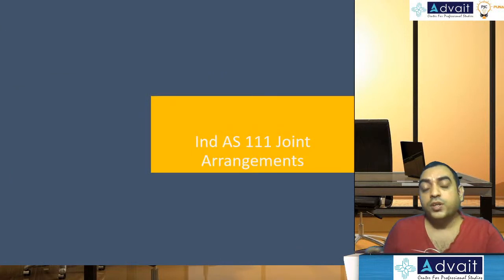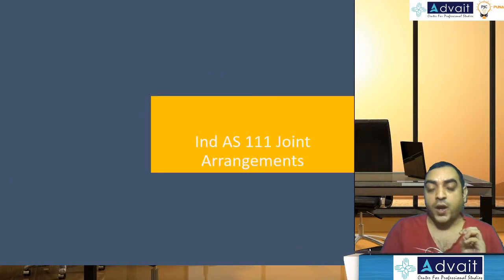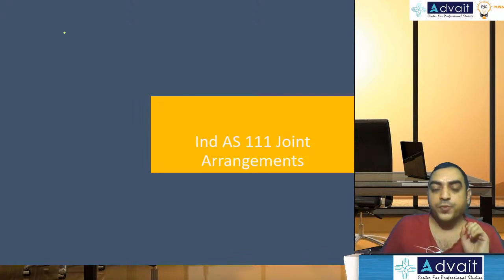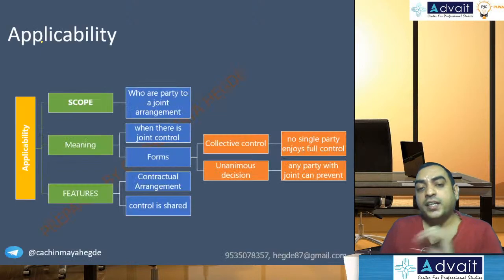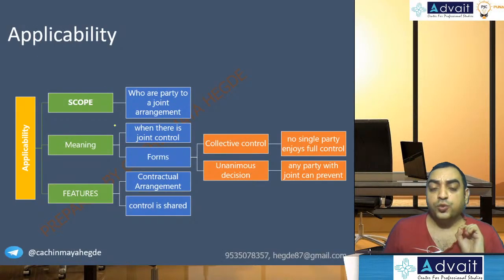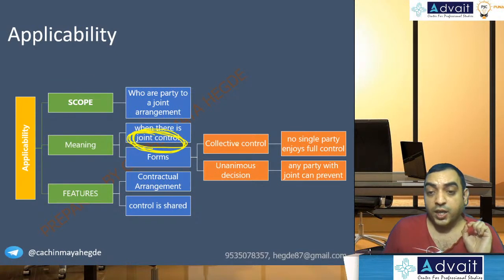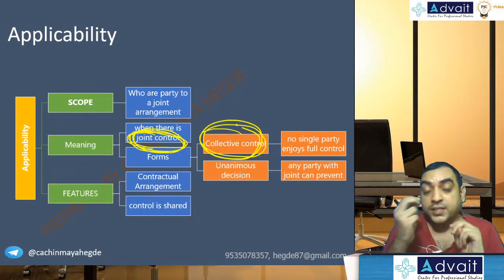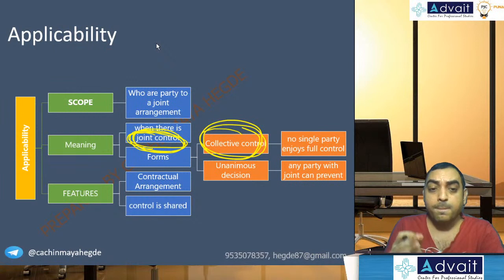Now, coming to Ind AS 111 joint arrangements, I will not be solving any problem. I will give you a brief idea about it. First of all, you want to call it a joint arrangement, which means there has to be a joint control. Joint control means collective control. One person cannot decide, two persons together can decide. I'll give one scenario. Tell me whether there exists joint control or not.